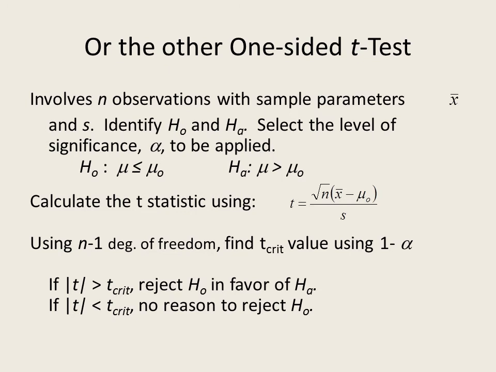The other one-sided t case would simply reverse the greater than or equal to to a less than or equal to in the null hypothesis, which means the alternative hypothesis must also switch the direction of the sign. But we calculate the t statistic the same. We look up the number of degrees of freedom in the same way. And we reject our null hypothesis in the case of a t of large magnitude, and we have no reason to reject it in the case of a t of magnitude less than t critical.